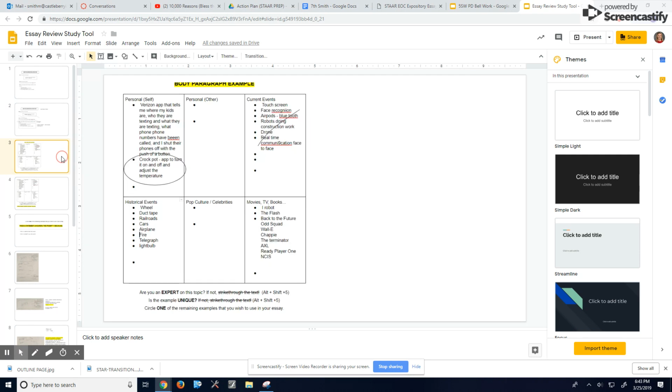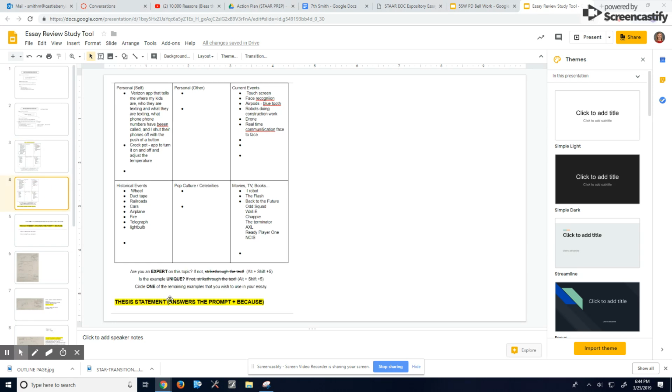So from there, we're going to just draw out those 6 boxes. We're going to brainstorm possible examples about our topic in the categories, as many as we can. And then we're going to strike through the ones that we don't know anything about, circle the one that we know the most about and that is unique. Okay. And then from there, now we've got our example and we can start crafting our essay around our example. I say crafting because we're writing everything on purpose.